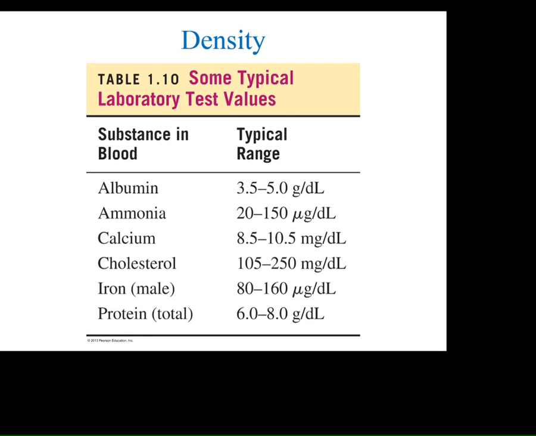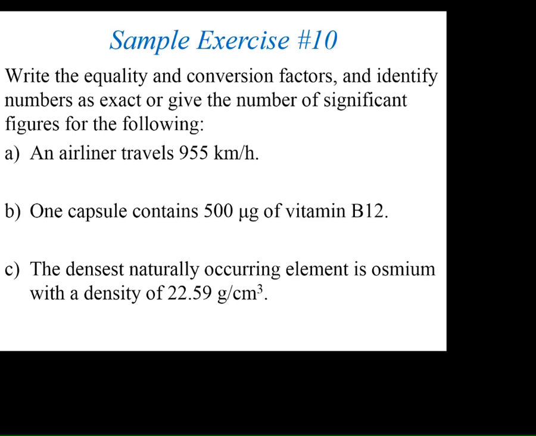So I said density, right? So here's some different densities of some things you might find in the human body, if you have any kind of medical career ahead of you, right? So albumin, you can see the mass per volume. Ammonia, the mass per volume. Calcium, the mass per volume. Now again, the units might cancel, but it's always a mass unit over a volume unit. So gram is a mass, right? Microgram, that's a mass. So DL, deciliter, that's a volume.